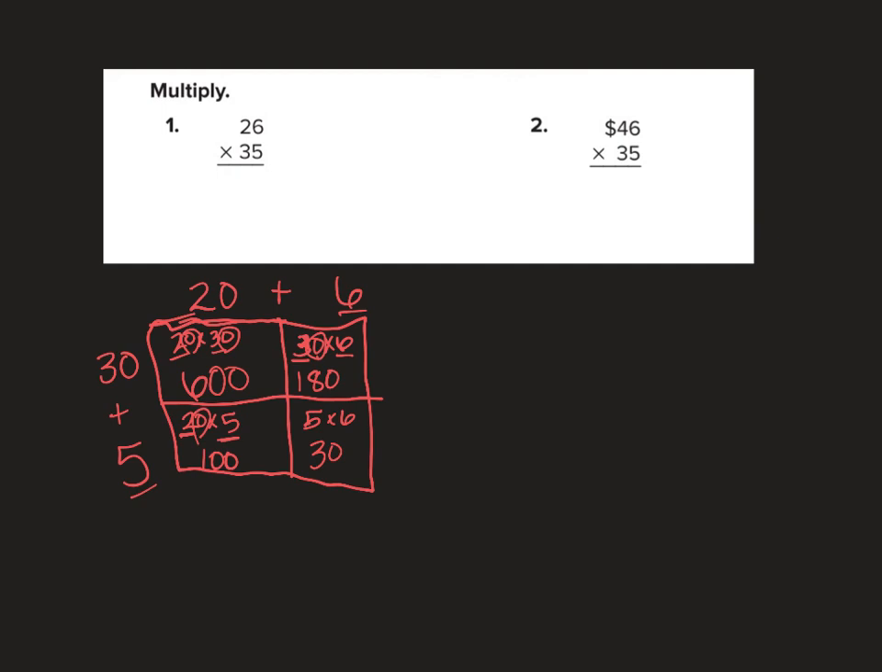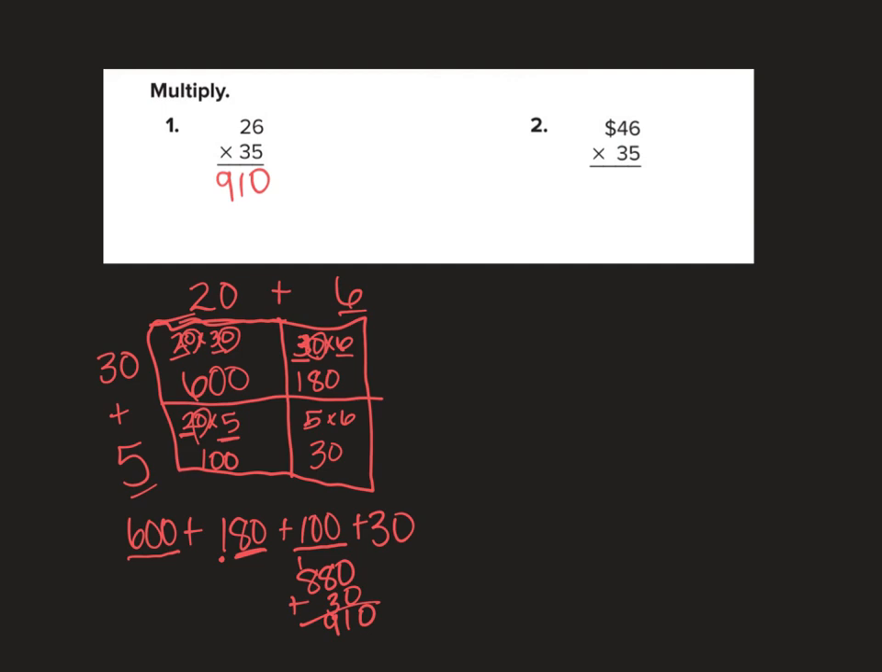So if I'm adding up, 600 plus 180 plus 100 plus 30. Okay, so I have 600 plus 100 is 700 plus another 100 is 880. So I have 880 plus 30 is 910 for my product. Alrighty. Okay, let's try doing the next one.